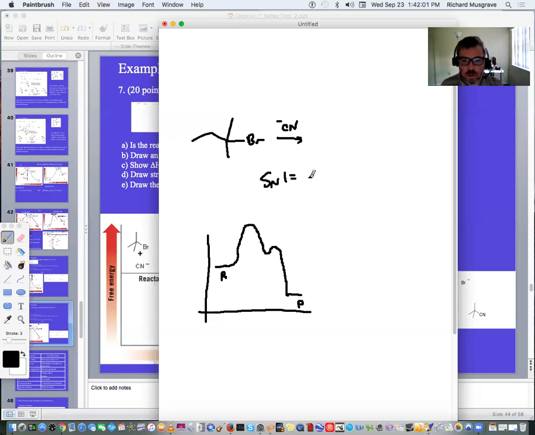So it's SN1, which is tertiary. The energy will be over here on this axis, reaction pathway on the bottom. And then the delta H will be between the reactants and products. And then the activation energy will be from the reactants up to that first peak, because that's the bigger peak. So that answers A through C.